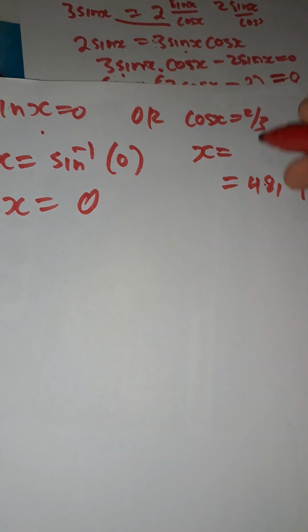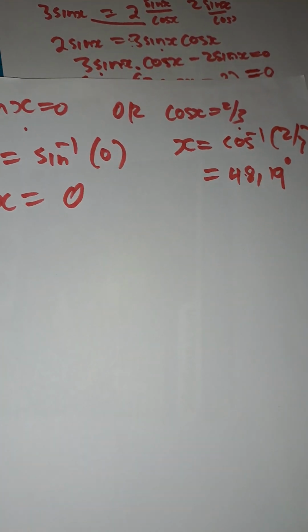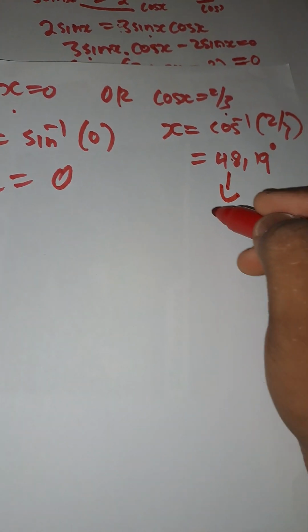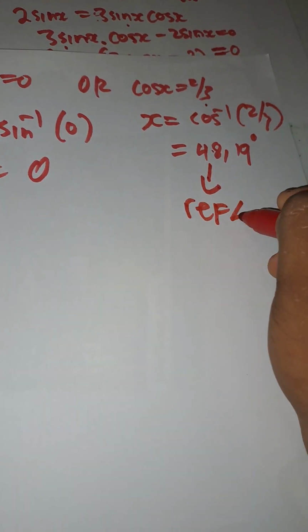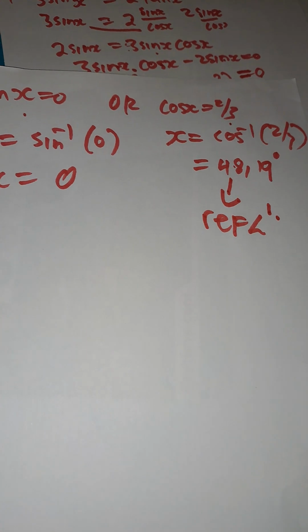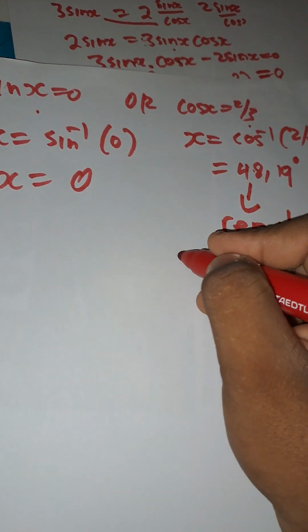Since the sine one gave me 0, I'm done. So I'm going to come here. You know it is cos inverse of 2 over 3, and I know it is going to be 48.19. This 48.19 is referred to as the reference angle. It is the angle that you got. And for cos, theta is equal to plus or minus reference angle plus 360k.